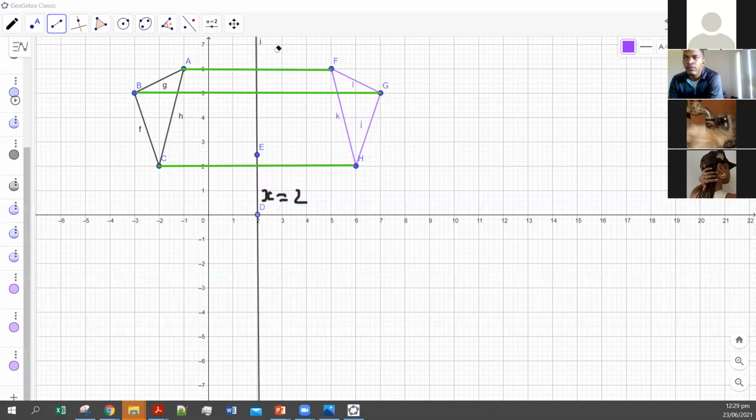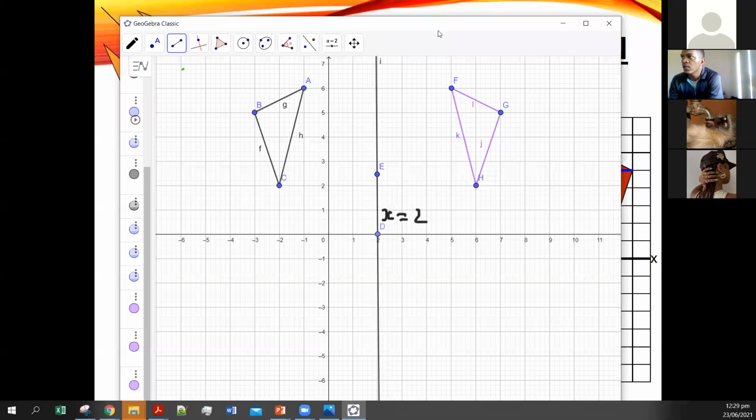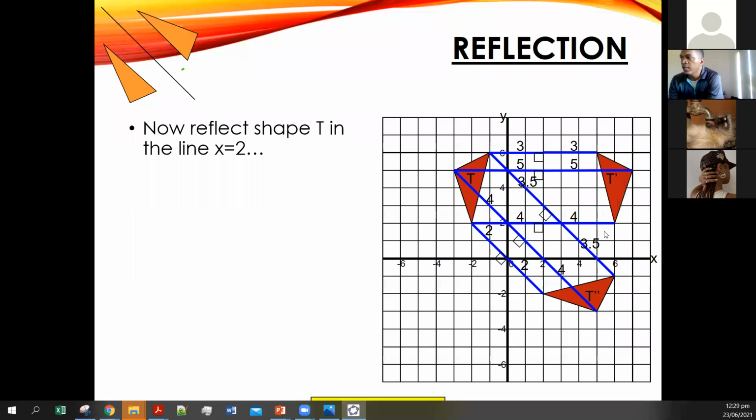And by default, we don't need those lines anymore because we just want to see the reflection shape. And that is how we would reflect it on line x equals 2. Okay, that is for x equals 2. The next one, I'm just going to move this out of the way now.